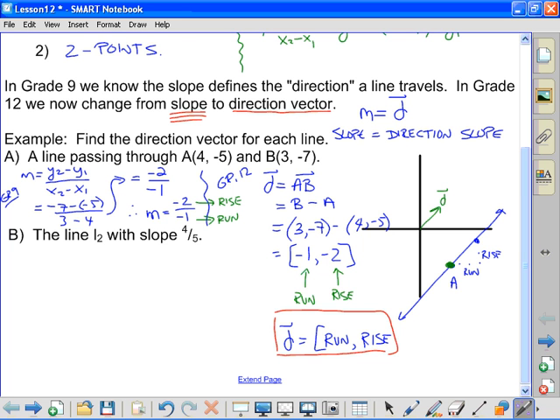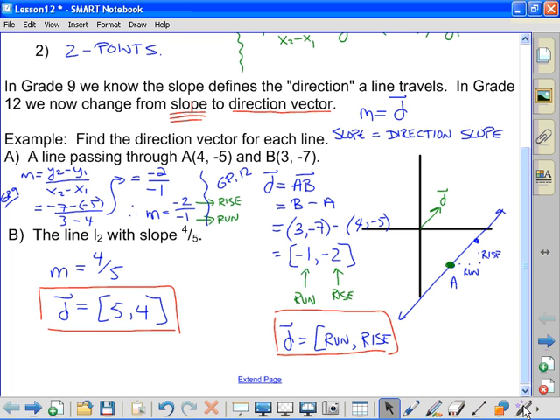So answer to B then. What happens if line L2 has a slope of 4/5? So now I'm telling you, here's your slope, 4/5. What's the direction vector? Well, it's just in the form run, rise, so 5, 4. And there's your final answer there. So being able to convert from slope to direction vector is done right there.